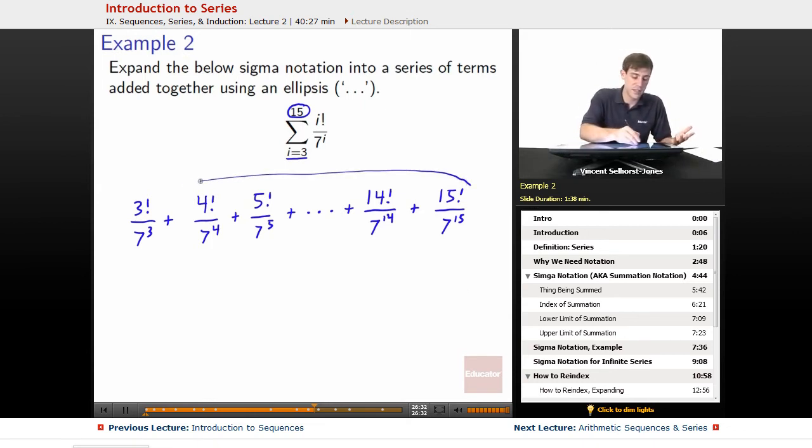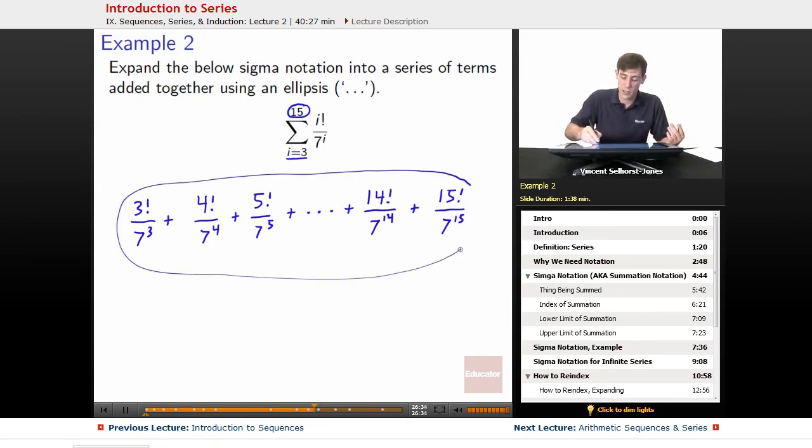We've expanded the sigma notation into a series of terms. And we don't necessarily have to write out all of these. We could certainly get away with not writing this one right here, the 14 factorial over 7 to the 14. And we might even be able to get away with not writing the 5 factorial over 7 to the 5th. It helps us see the pattern, but is not absolutely necessary.